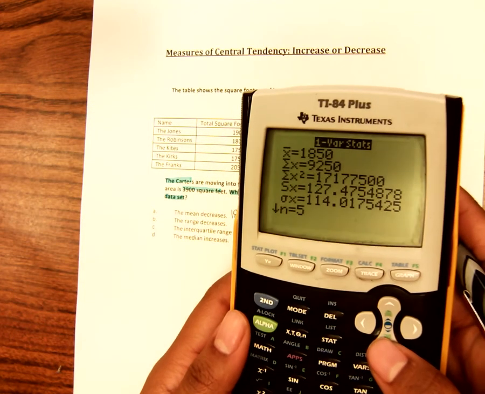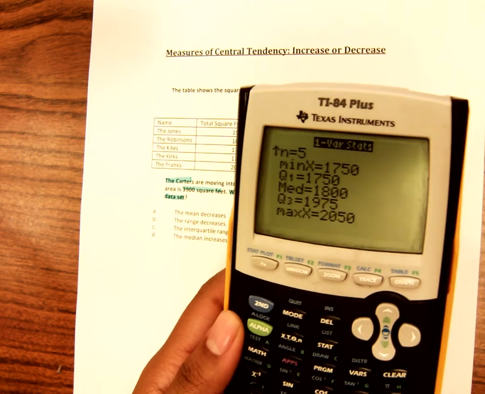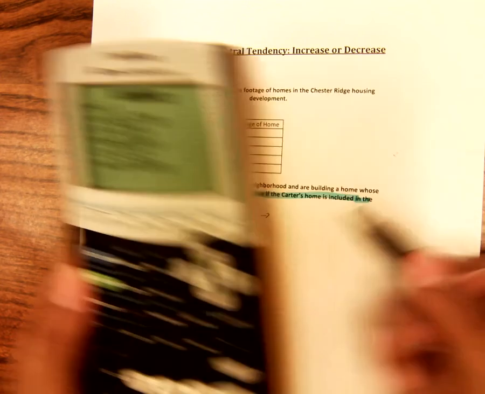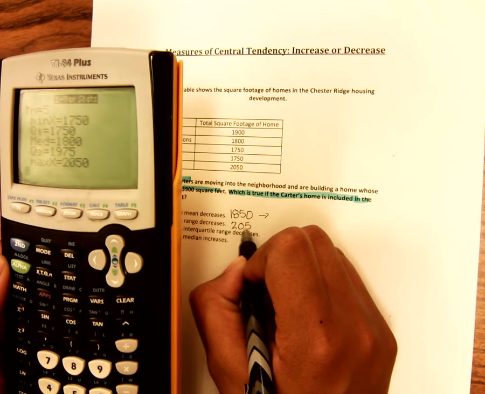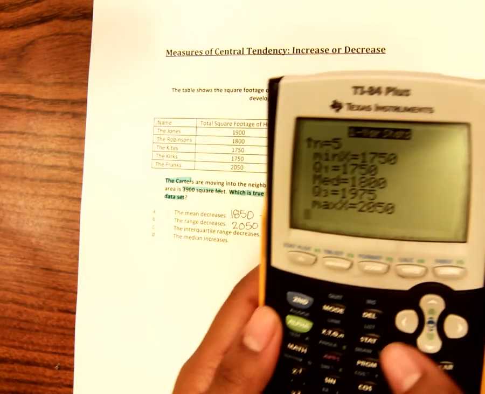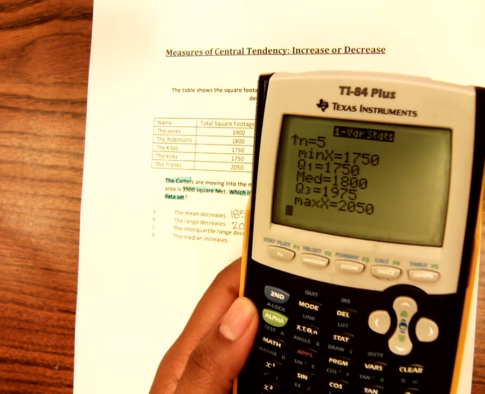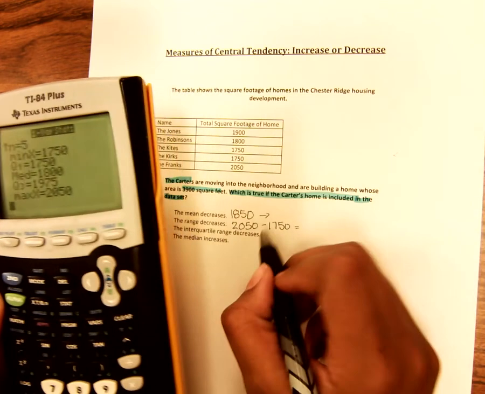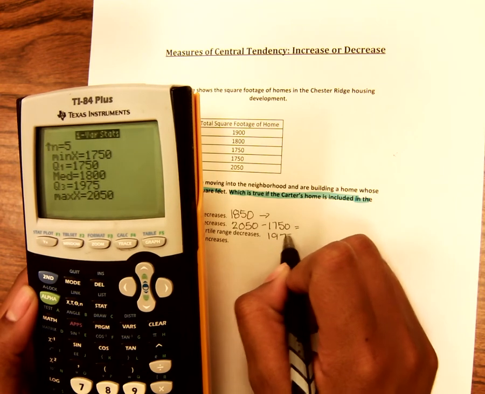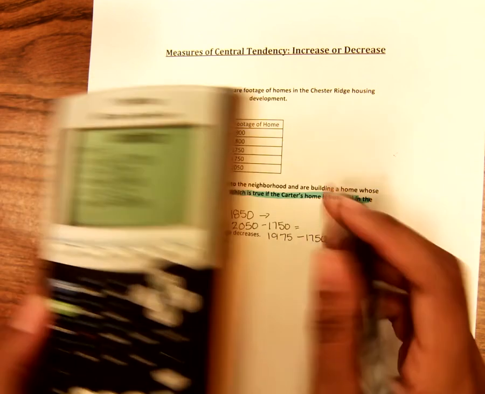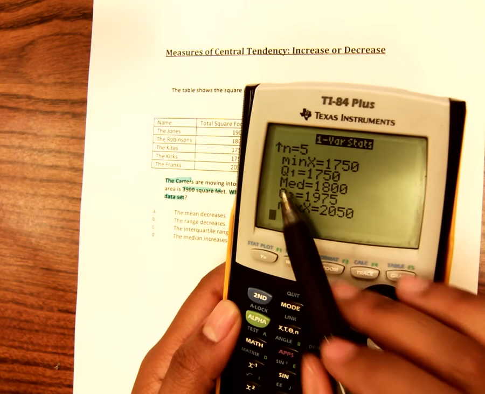So to go down to find range, remember range is your highest number minus your lowest number. So I'm going to write that down. So I have 2050 minus 1750, and I'm going to find that in a second. Your interquartile range, remember that is your Q3 minus your Q1. So I'm going to write that down too, because I'm going to need to go back and do some calculations. 1975 minus 1750. And then your median. Well, MED stands for median, and right now my median is 1800.